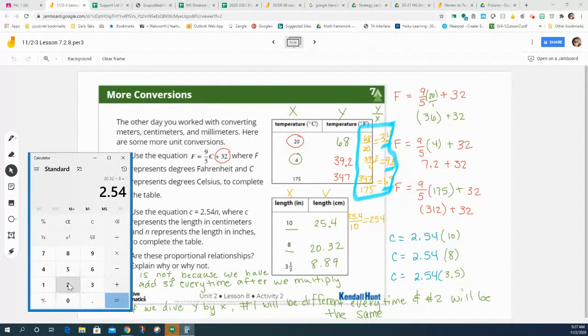Okay, I did something wrong. Let me try that one again. 25.4 divided by 10 is 2.54. And then the next one is 20.32 divided by 8, which is also 2.54. And 8.89 divided by 3.5 is 2.54, right?